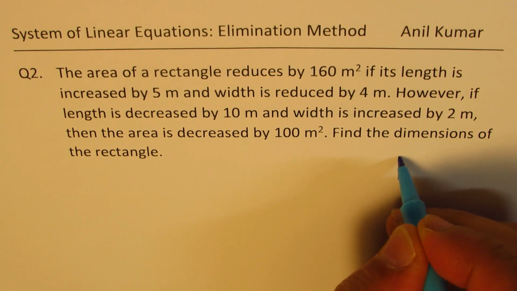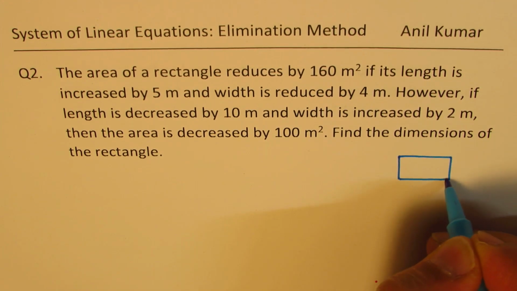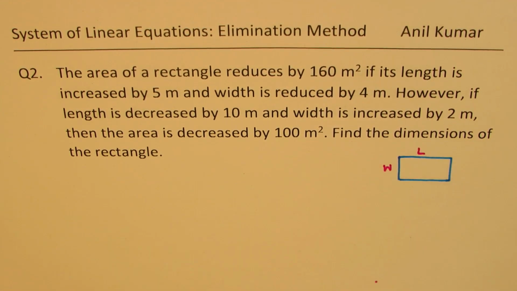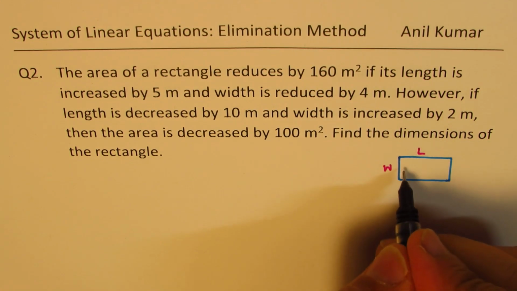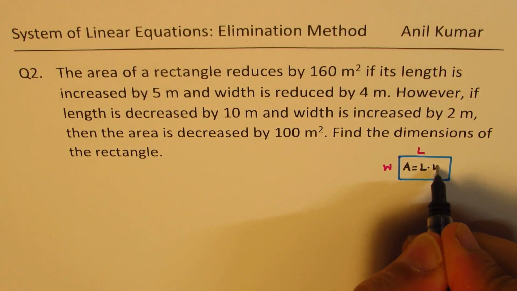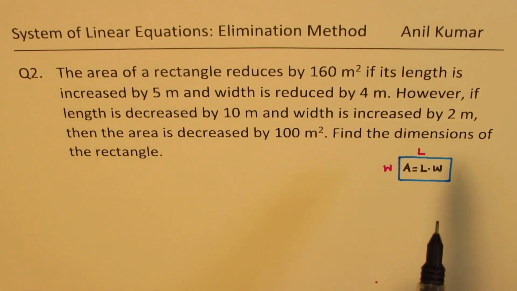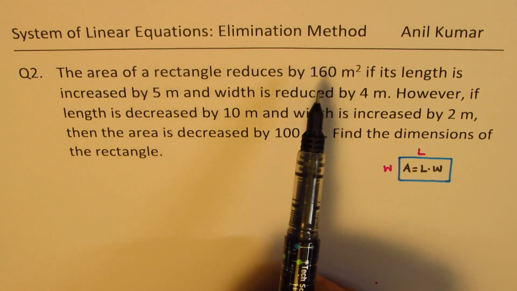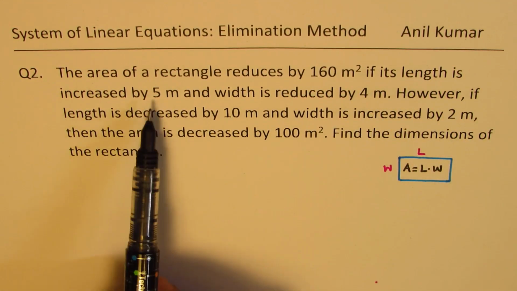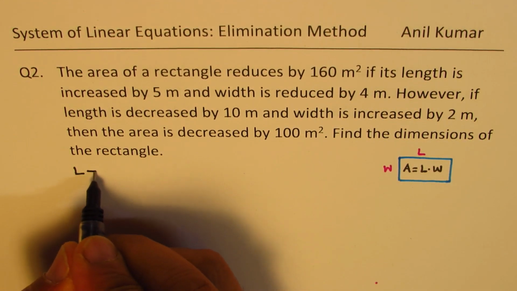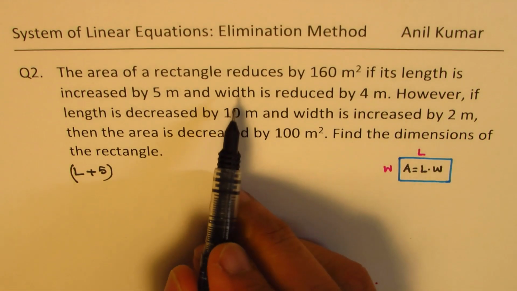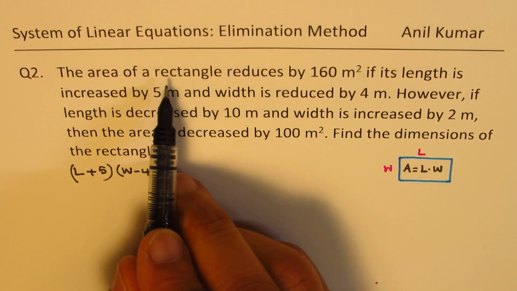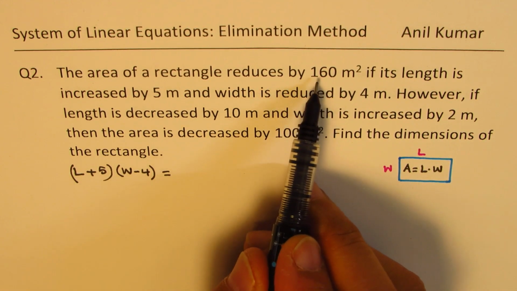So let's begin with the rectangle, and let us say that the length is L and width is W, right? So in that case, the area is equal to length times width. Now what we are saying here is that the area of the rectangle reduces by 160 meters square if length is increased by 5. So we get an equation: length increased by 5 and width reduced by 4, and the area of the rectangle is reduced by 160.